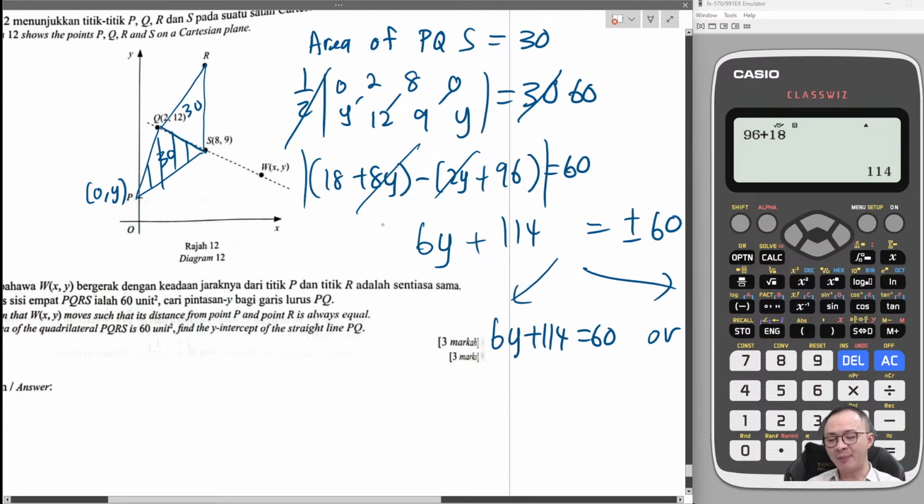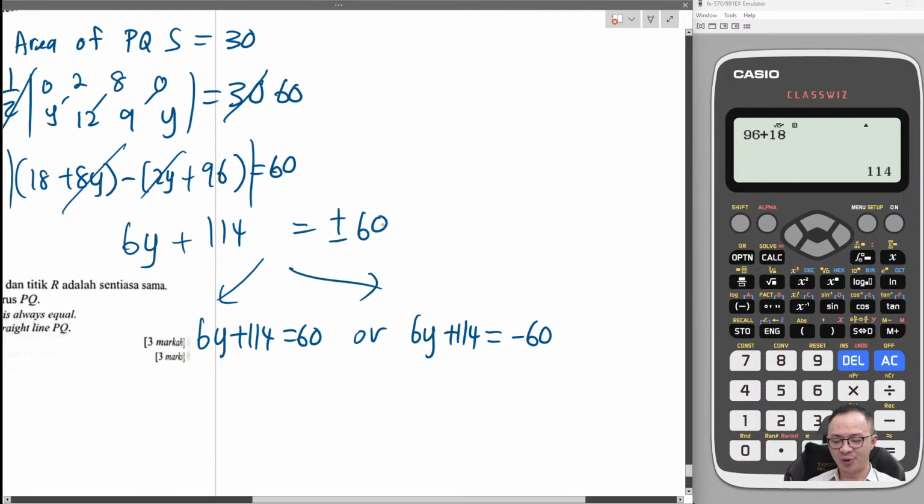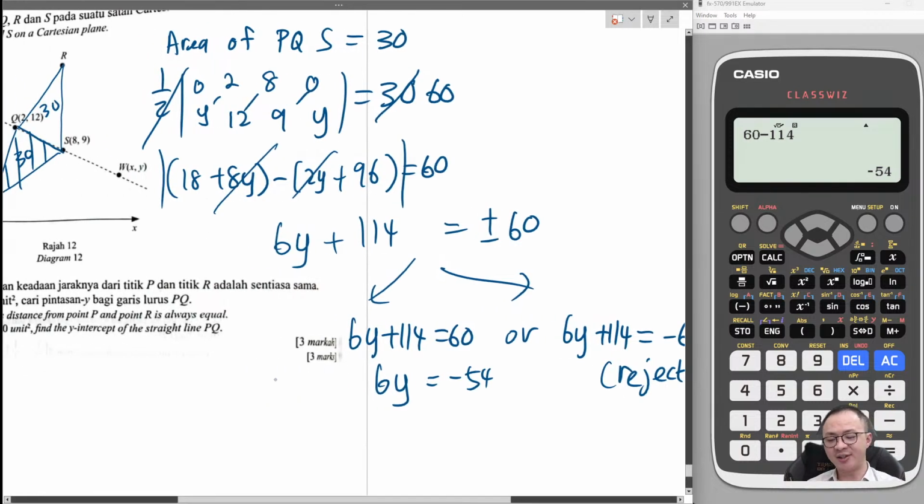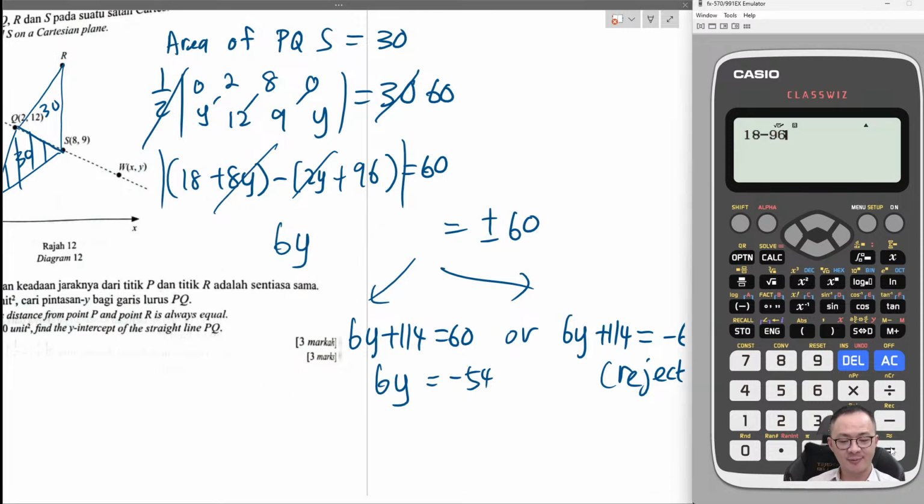Based on my y position, my y must be a positive value, right? Because it's above the x-axis. Therefore, I don't think I will take this one. I will reject this one, it will make my y negative. So I take this one only. So 60 minus 114, negative. Ayo, it's still a negative value. Oh, sorry, this is minus. My mistake. 18 minus 96. This is minus 78. Sorry, careless mistake.